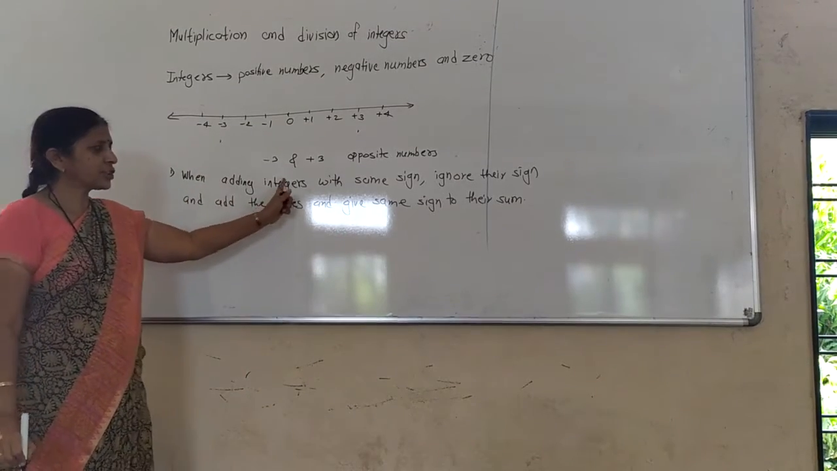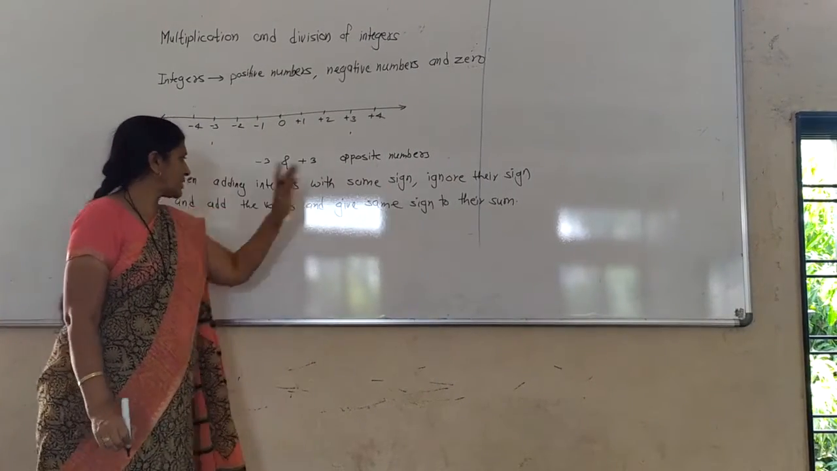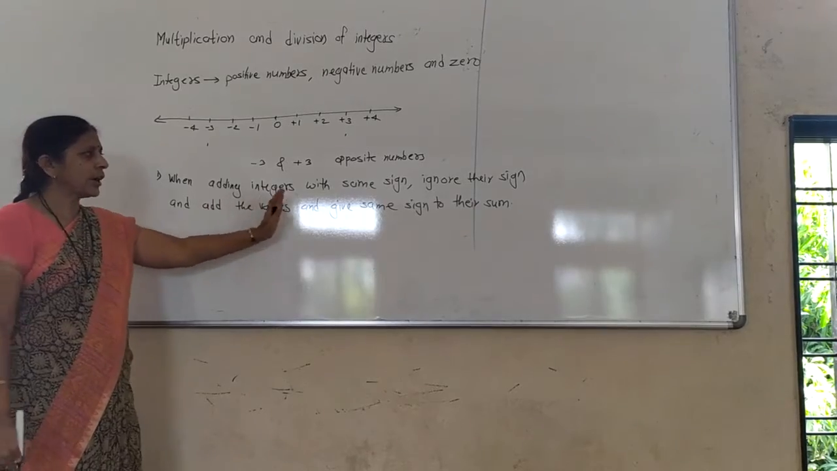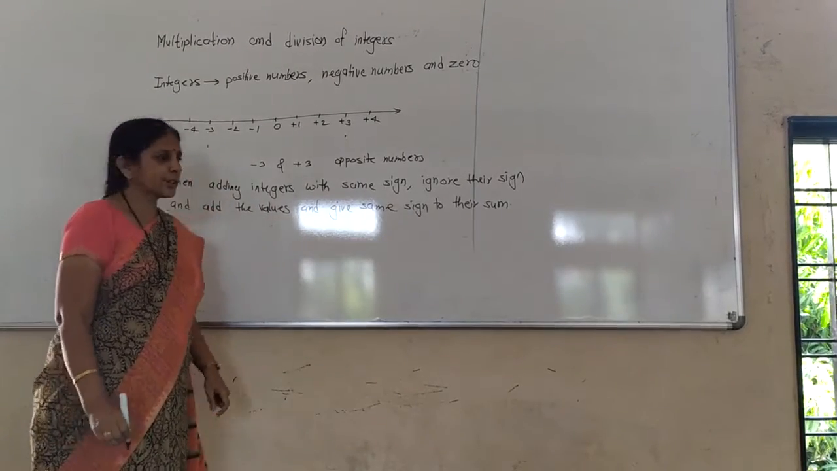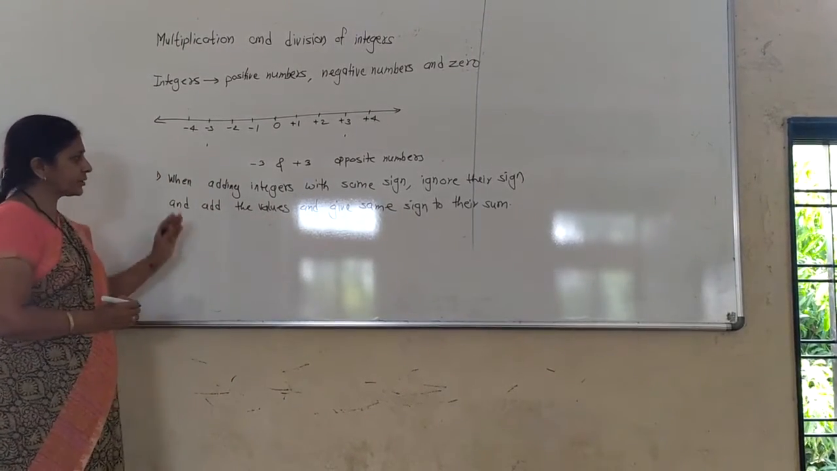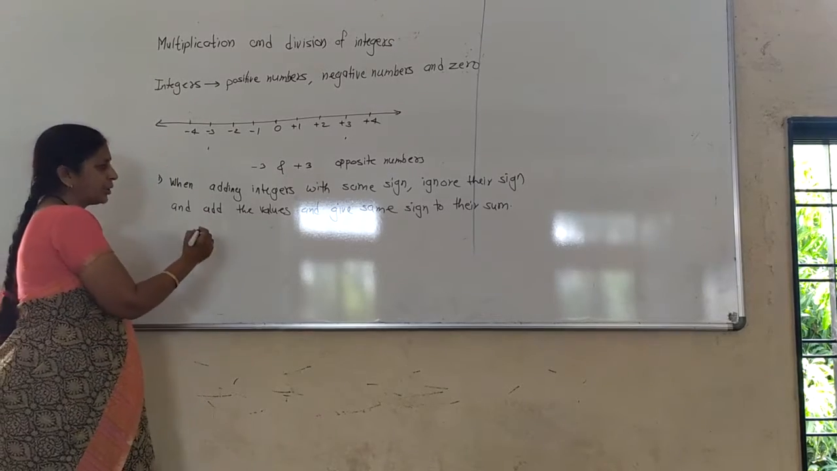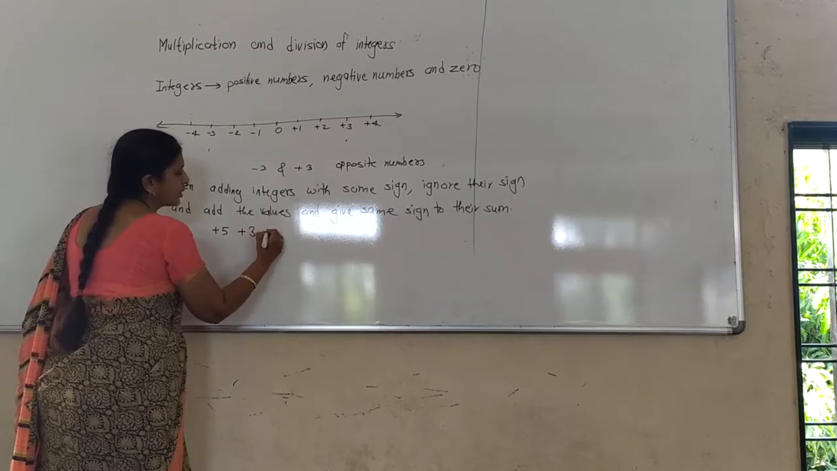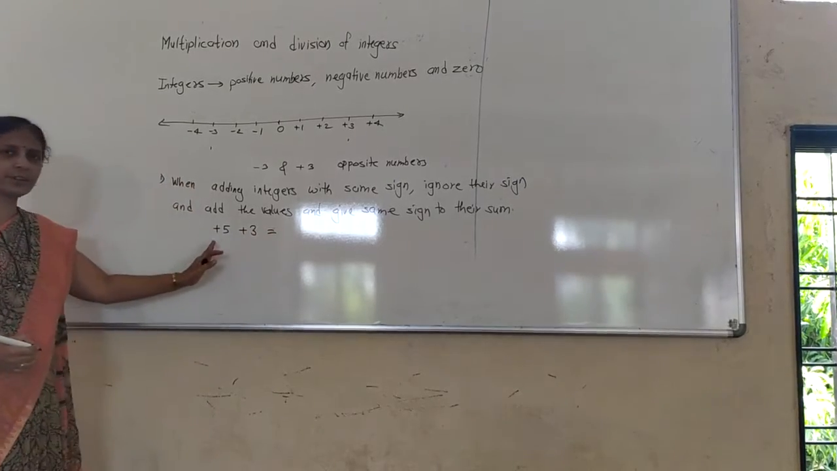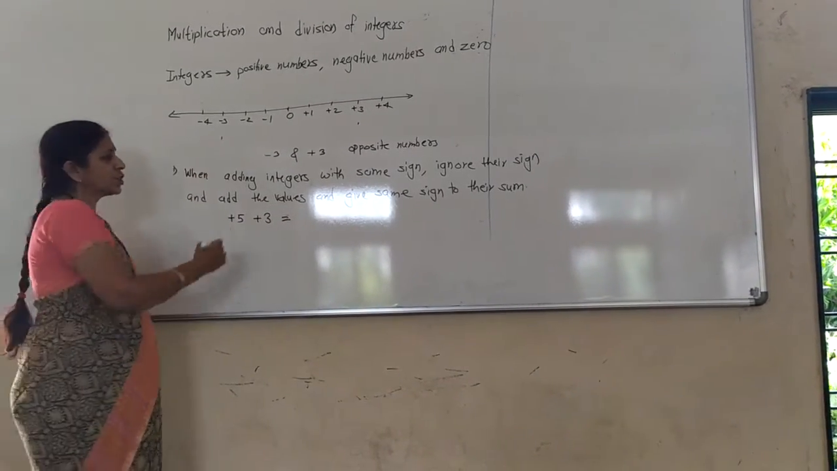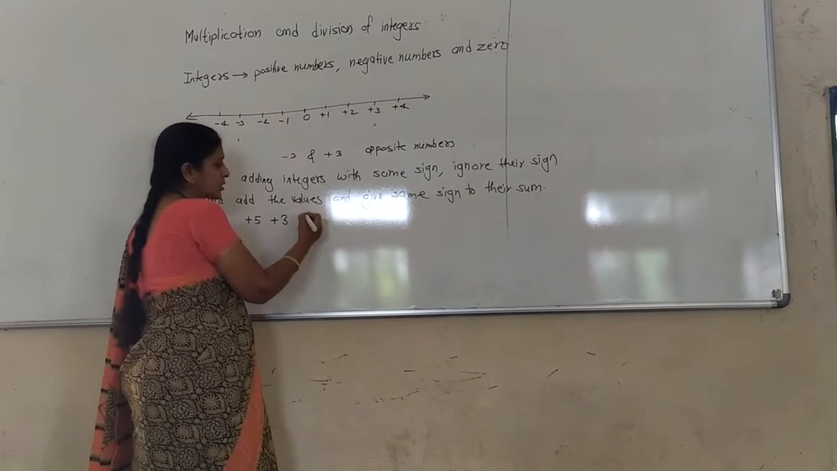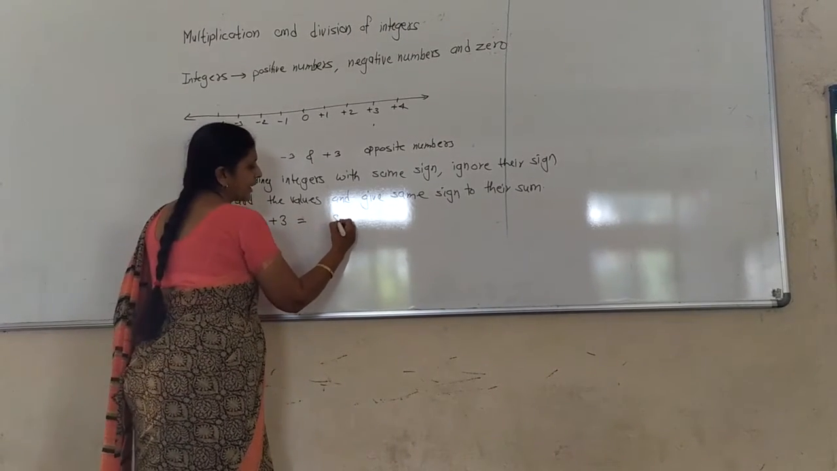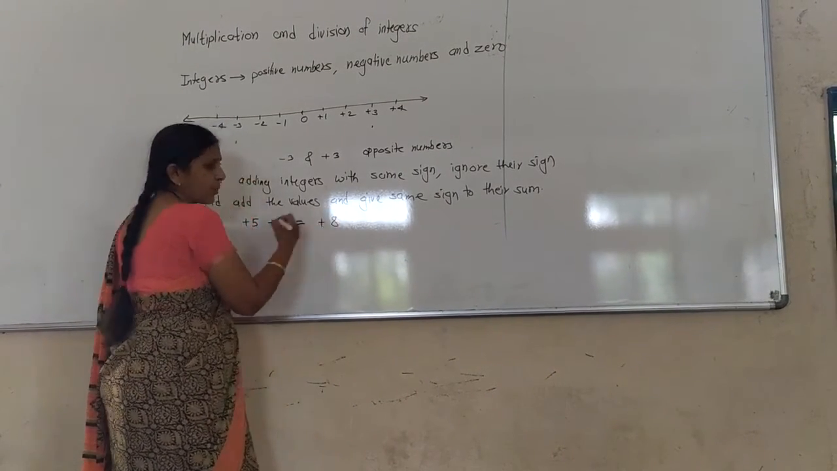When adding the integers with the same sign, ignore their sign and add the values and give the same sign to their sum. Now, suppose I have taken two integers. First I will take two positive integers, +5 and +3. You can see here both the integers have the same sign, that is a plus sign. So you add the values. 5 plus 3 will give us 8, and the same sign, plus.